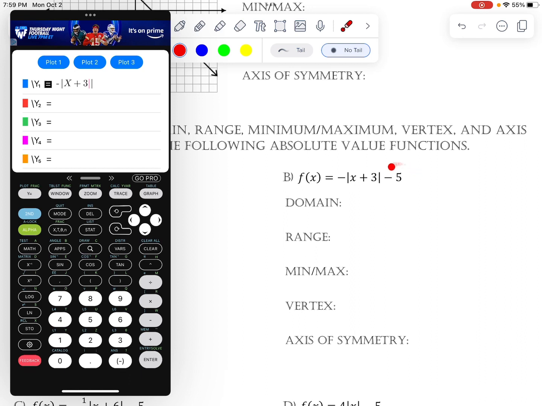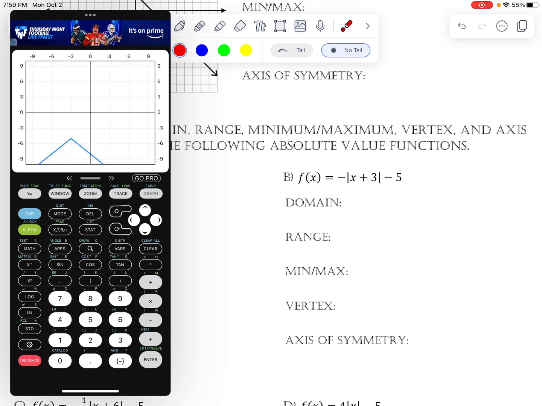Now, to get this -5, we have to go outside of our bars, so we're going to go outside and type in -5. Then from there, we'll hit the graph button up in the top right, and we'll get a graph, and we'll work it very similarly to what we did with our previous problem. And imagine there are arrows on that calculator.